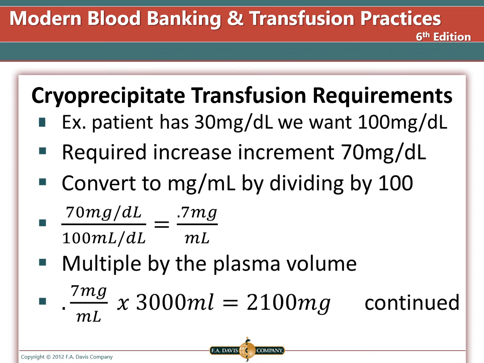This is an example of how we determine the amount of cryoprecipitate that a patient needs. In this example, the patient has 30 milligrams per deciliter, and we want to increase it to 100 milligrams per deciliter. The required increase is 70 milligrams per deciliter. So first we convert milligrams per deciliter to milligrams per milliliter by dividing by 100. So 70 milligrams per deciliter divided by 100 milliliters per deciliter equals 0.7 milligrams per milliliter. Now we multiply by the plasma volume. So 0.7 milligrams per milliliter times 3,000 milliliters equals 2,100 milligrams. Let's continue to the next slide.